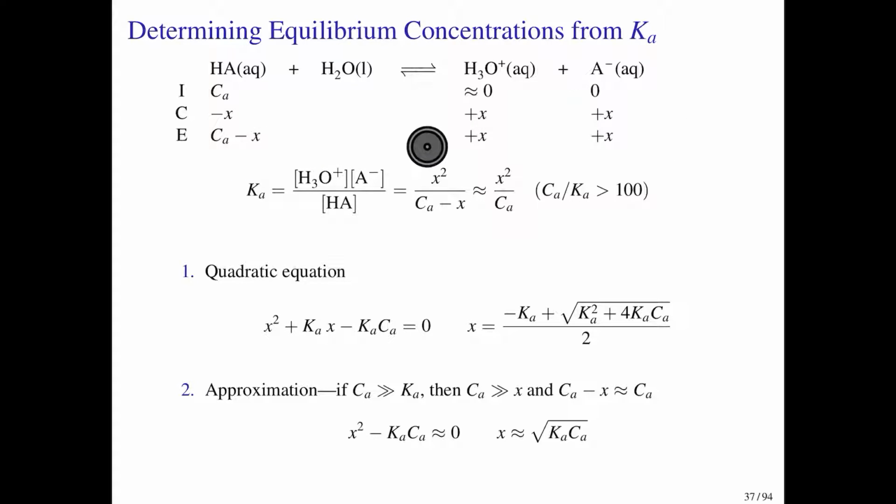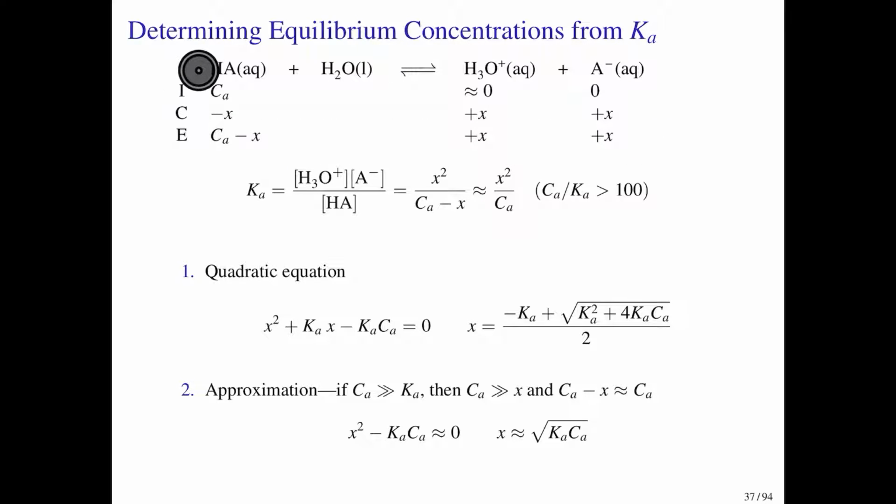Okay, so in the previous problems they gave us the pH, for example, and we used the pH to figure out what the hydronium concentration was. In this type of problem, all we're going to be given is Ka and the initial concentration of the acid, and then we need to find all of these equilibrium concentrations here.